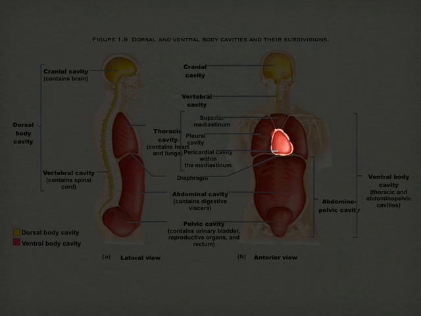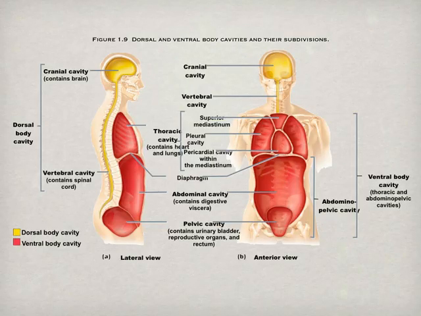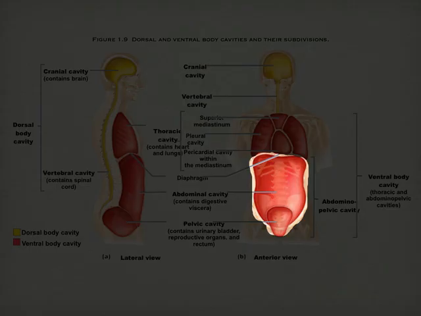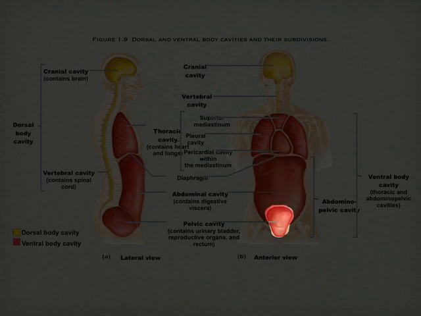trachea. And below that, in between the two lungs, the pericardial cavity in the mediastinum, where you're going to find your heart. We now come to the diaphragm, and below the diaphragm is the abdominopelvic cavity. The abdominopelvic cavity can be divided into the abdominal cavity, which is where you would find your stomach, your intestines, your kidneys. Below that, below the line of your hips, you would find the pelvic cavity.